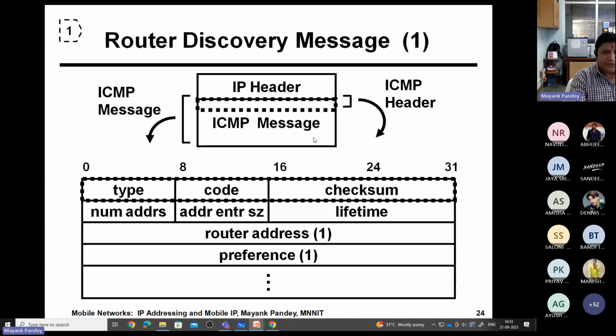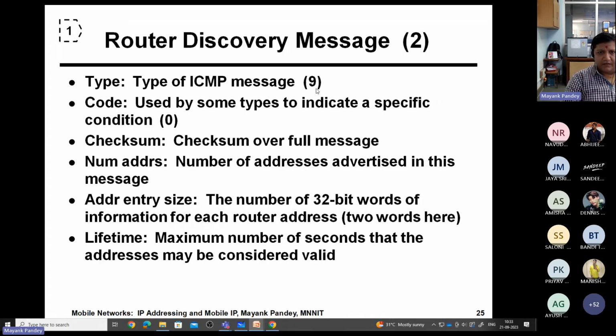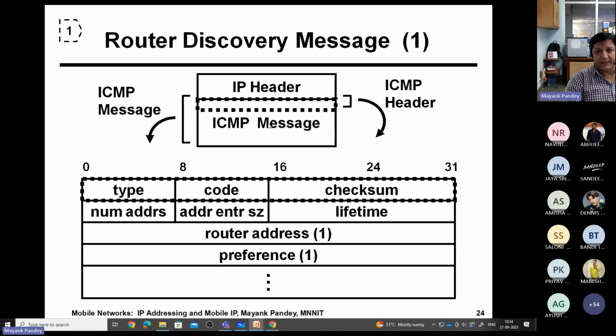What is ICMP router discovery? The type is 9. Checksum is going to be there. How many addresses are getting advertised? What is the size, whether it is router discovery for IPv6 or IPv4. Here we are taking the example of IPv4. This is 32 bits, and the lifetime, that is, for how much time this router address is going to be valid. This is already there in ICMP router discovery.